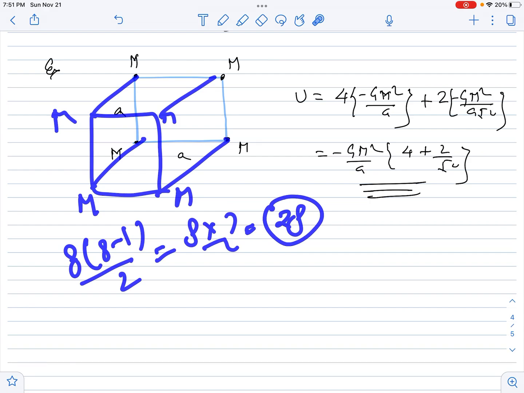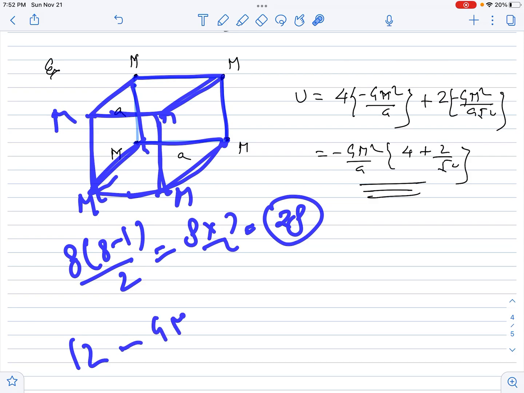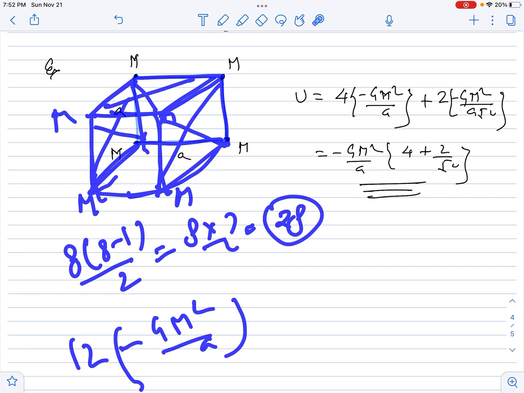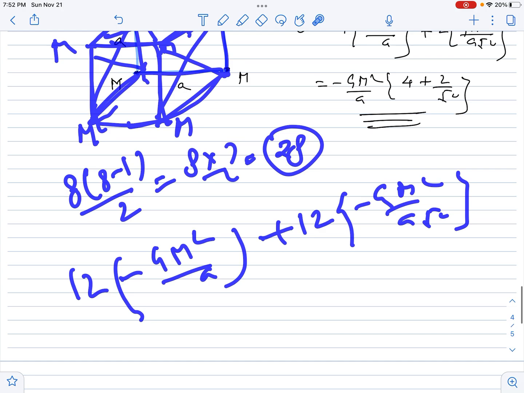If they ask about the 28 pairs, how will you solve them? Now see here, side pairs are 4 at the top, 4 at the bottom, and 4 in the vertical columns. So you have a total of 12 pairs of minus G m1 m2 by a. Got it? At the same time, if you compare it with a dice, each face will have 2 diagonal pairs. So you have 6 faces, again 12 pairs of minus G m square divided by a root 2. Now you have calculated a total of 24 pairs.